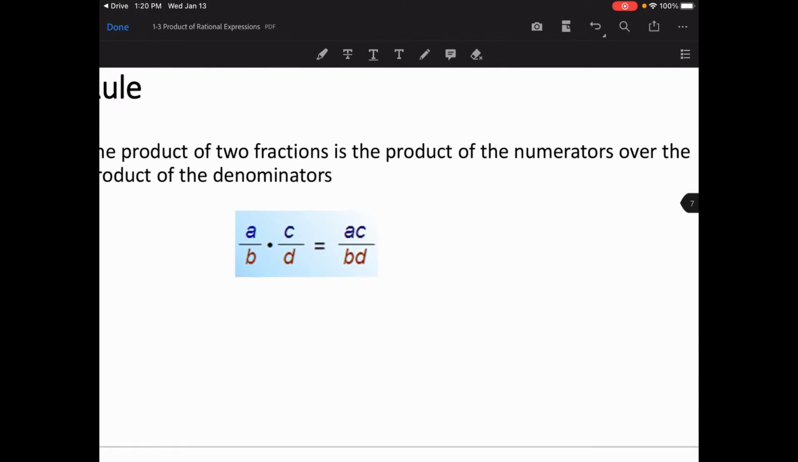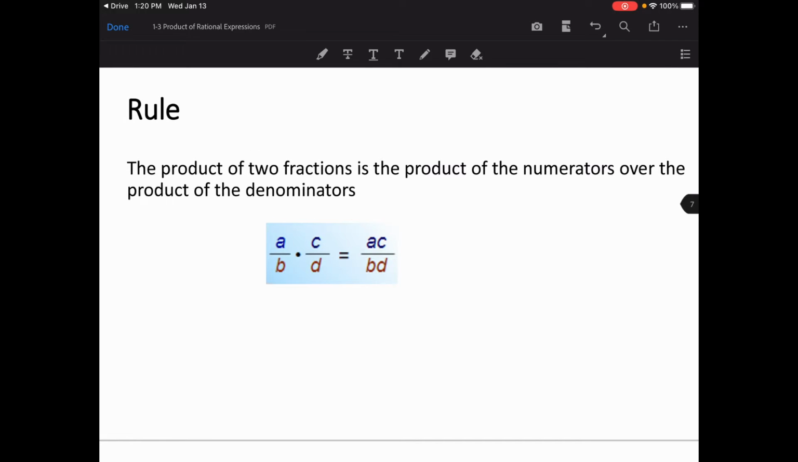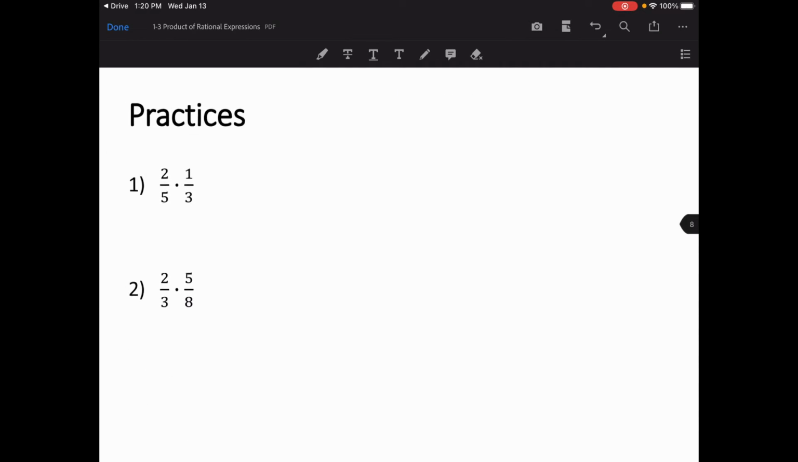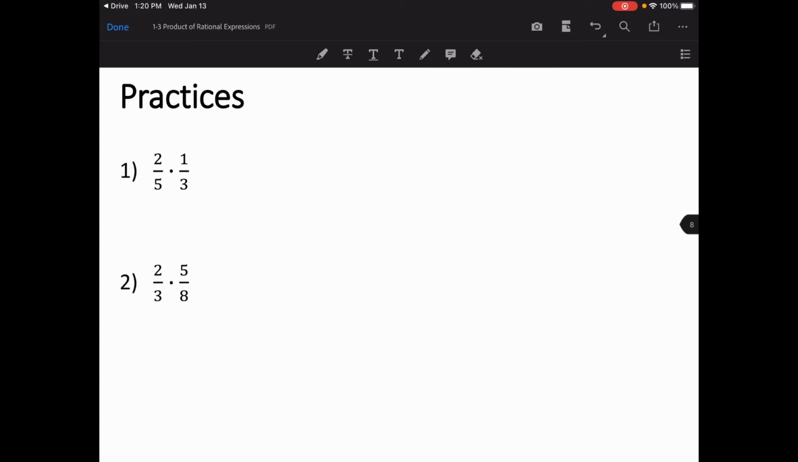Alright, so here is the rule. The product of two fractions is the product of the numerators over the product of the denominators. Again, you multiply your numerators together, and then you multiply your denominators together. So here is the practice for you. Again, as usual, I'm going to give you 2 minutes to do this, and then we're going to look at this together.